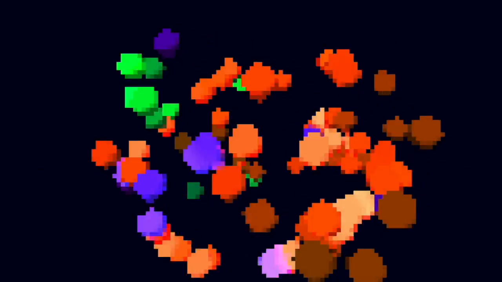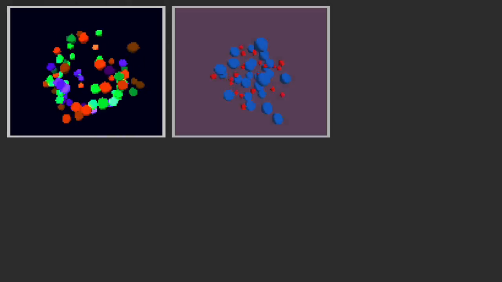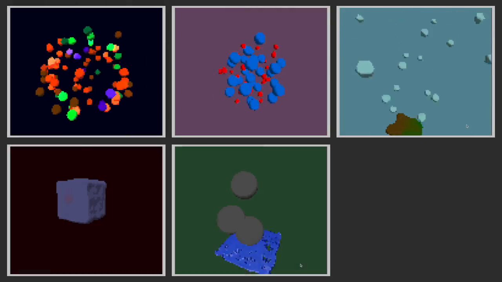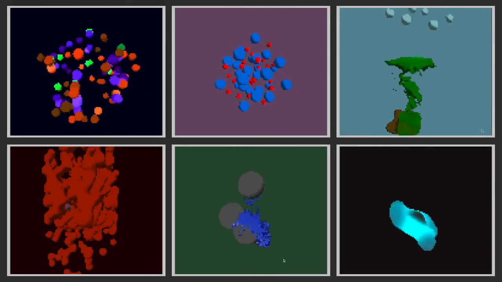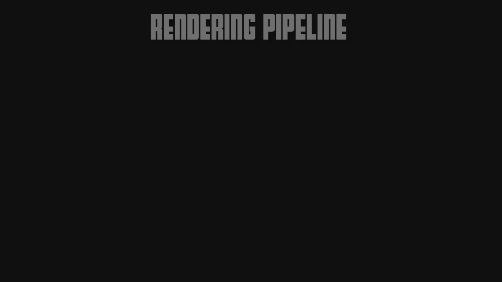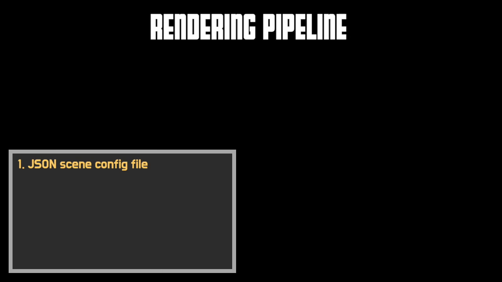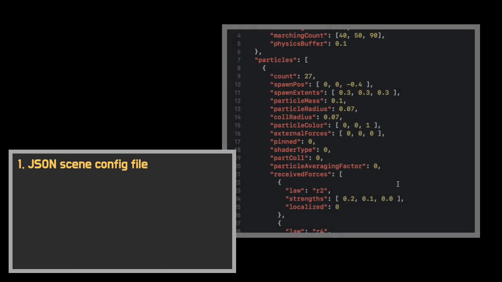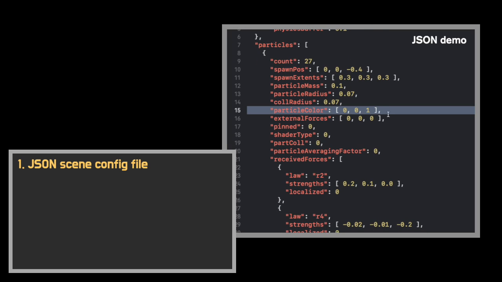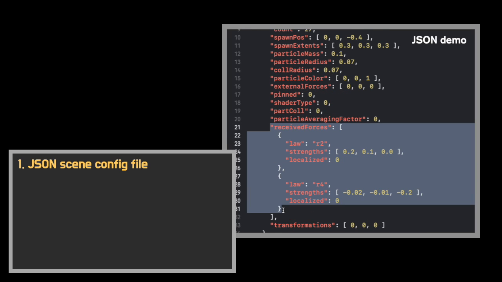Our goal with this project was to make a generalized multi-particle simulator, capable of replicating many different types of particle dynamics, as well as the interactions between those particles. The pipeline for this project starts with a JSON file, which specifies the parameters for each simulation. This includes particle types, what they look like, how many there are, and how they interact with each other.